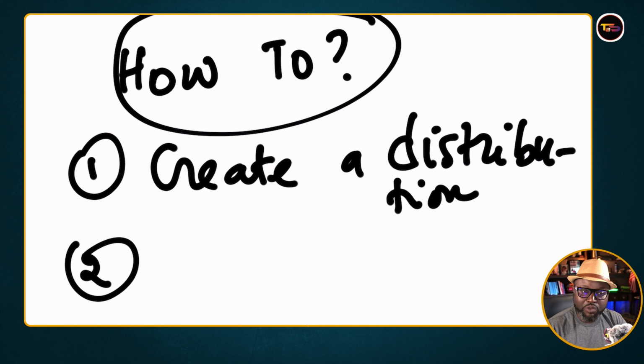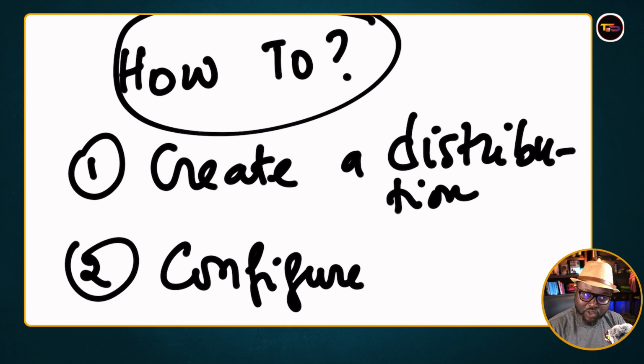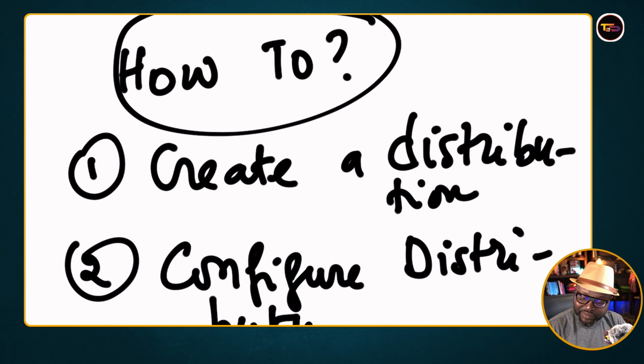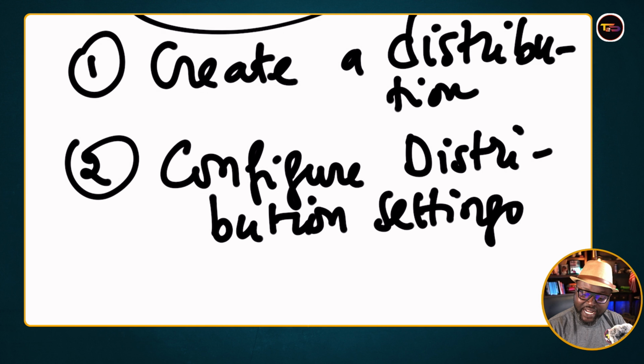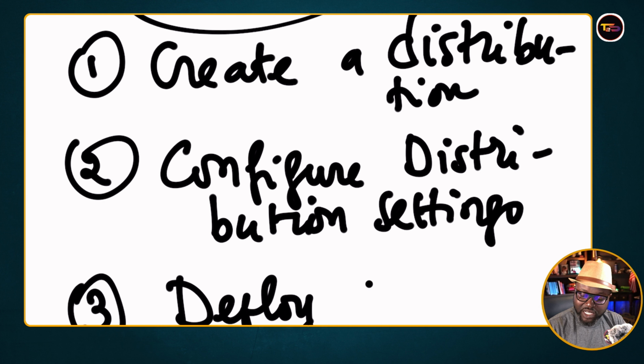And then number two, a distribution means that you go to the console, find CloudFront, and create your new distribution. You're going to need an origin, and this origin could be an S3 bucket, it could be an EC2 instance or something else. And then the next thing, you need to configure your distribution settings, and after configuring them, you will need to deploy your distribution.